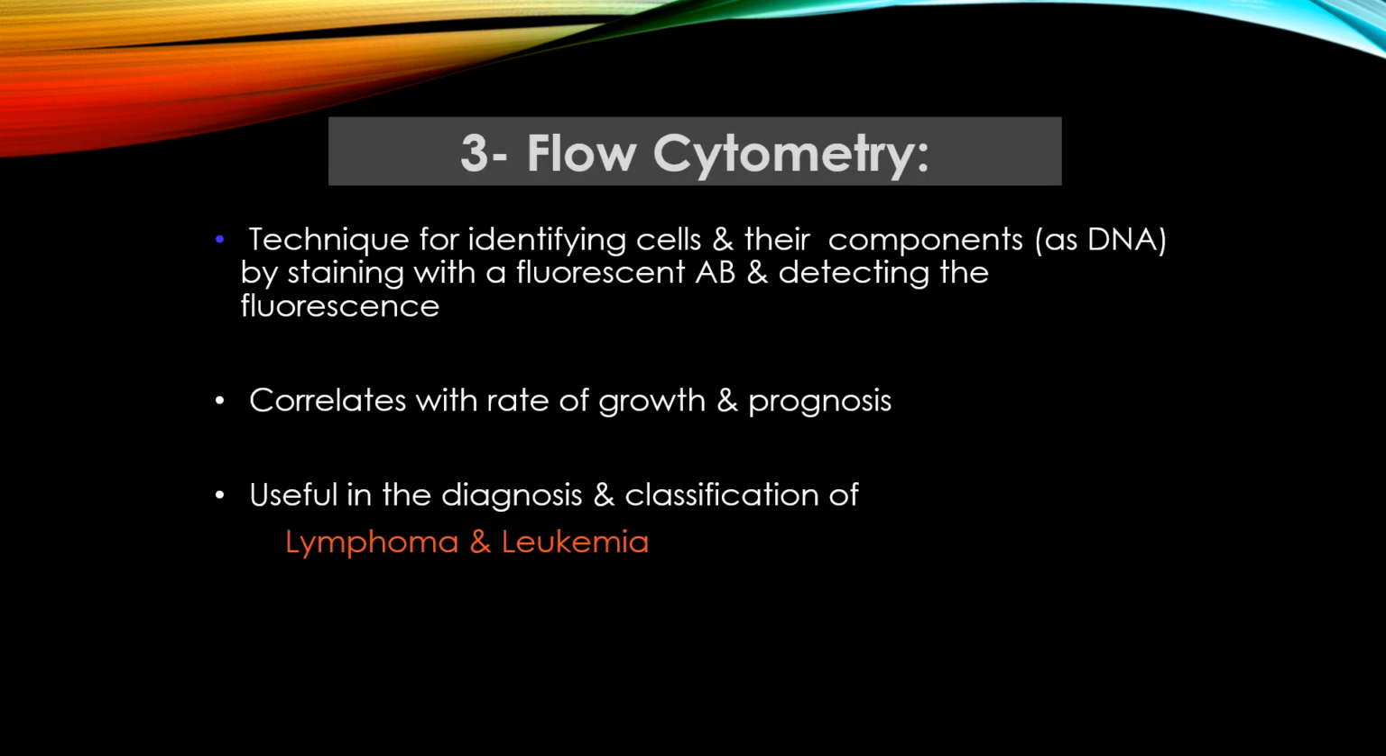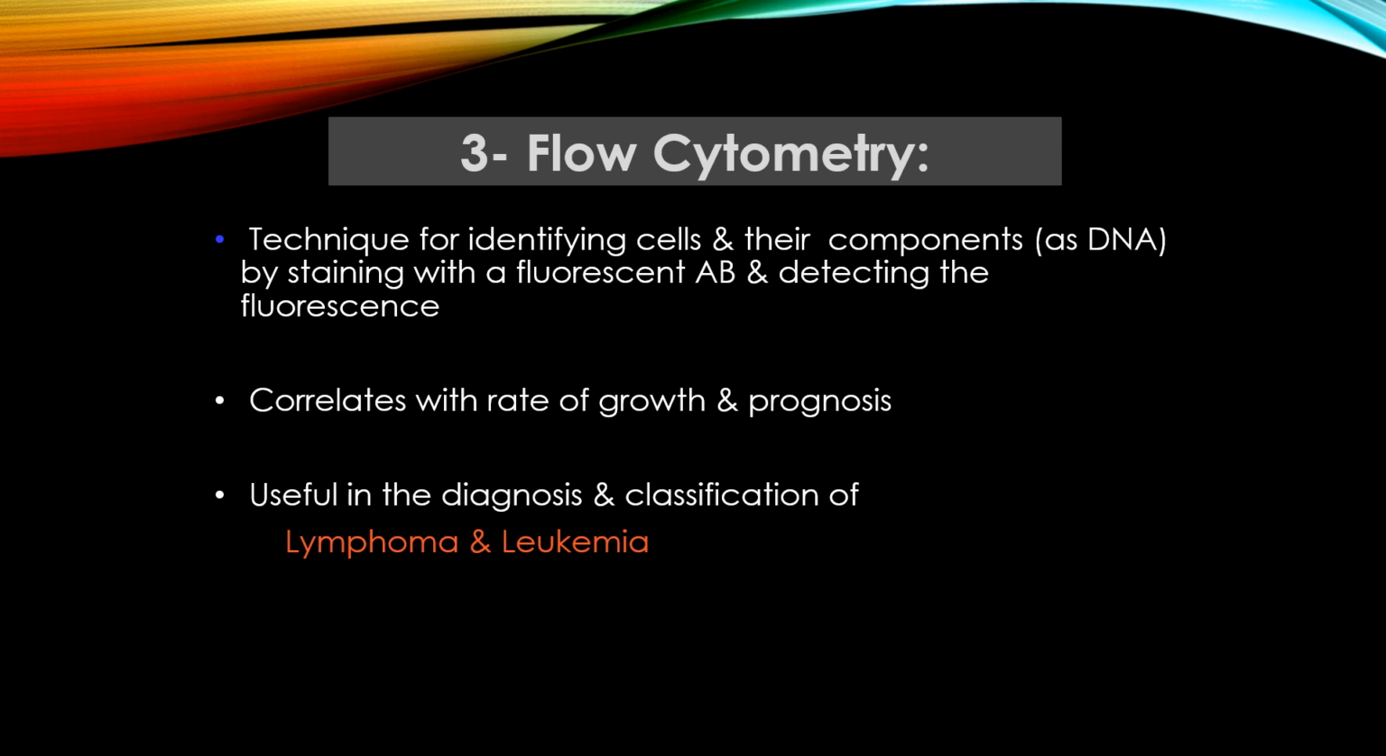Another technique which is used also in cancer diagnosis is flow cytometry. Now, flow cytometry is a technique for identifying cells and their components such as DNA by staining with a fluorescent antibody and detecting the fluorescence. Like if we want to detect B lymphocytes, we use the CD20 antibody and we attach it with a fluorescent material.